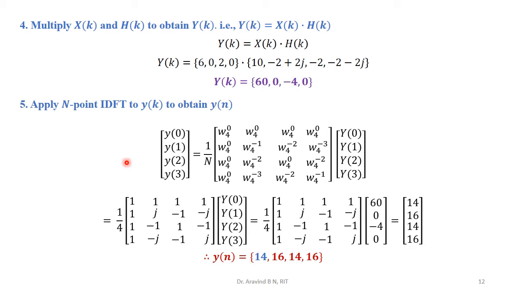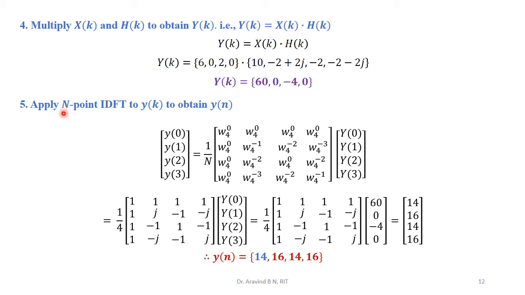Getting into the next step, multiply X of k and H of k to obtain Y of k, that is Y of k is equal to X of k into H of k, the dot product. So X of k is known, H of k is known. Make a substitution of that. This is X of k, this is H of k. Position wise multiplication we are going to make, that is 6 into 10, 60. 0 into this complex representation is 0. 2 into minus 2, minus 4. 0 multiplied with this complex representation, 0. So we got Y of k.